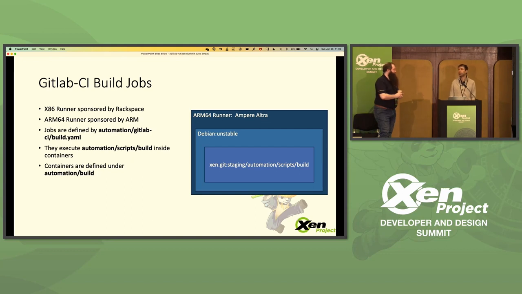RISC-V, we build what we call the hypervisor for RISC-V. Same for PowerPC now. Same for PowerPC, a couple of days ago. Okay, so like I said, the runner checks out the container, runs the container, Xen.git is there, and then you run the script that does whatever you wanted to do.